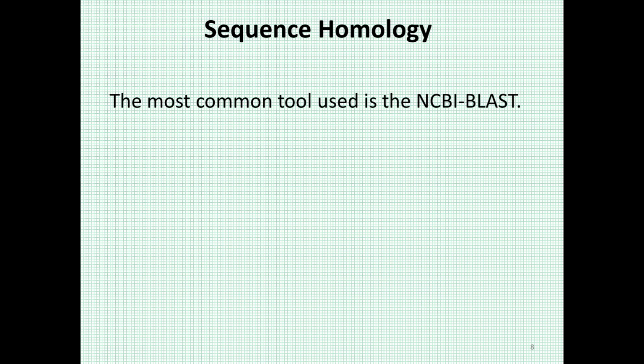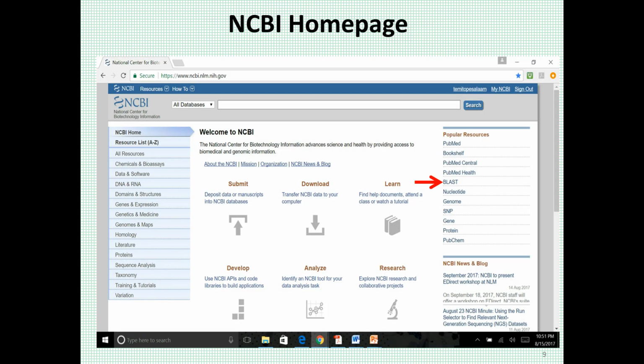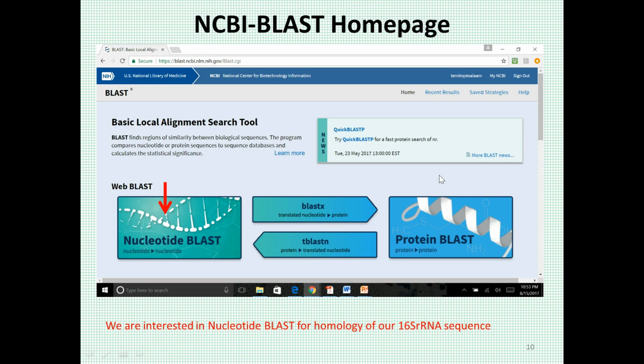Now, to sequence homology. The most common tool that is used is the NCBI Blast. I'm sure we are familiar with NCBI right now. So now this is what our NCBI homepage looks like. And then we are specifically interested in the Blast as indicated by the red arrow. Now when you click on Blast, it takes you to this page where it shows you the basic local alignment search tool and all the other mixtures of things you can do.